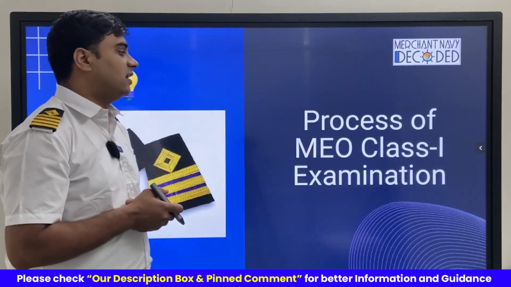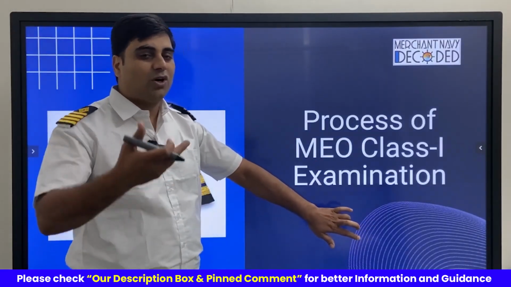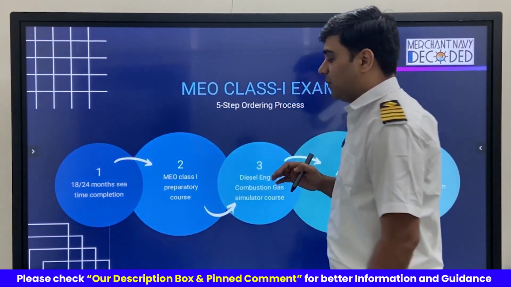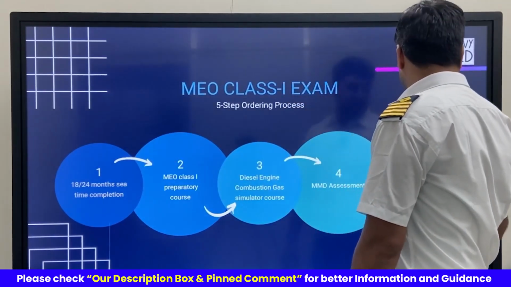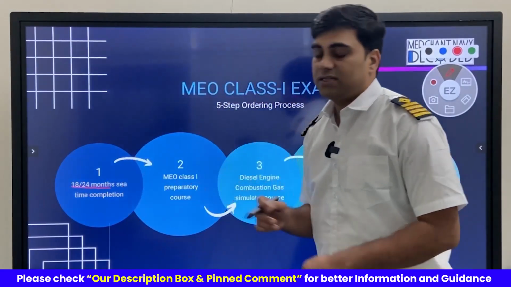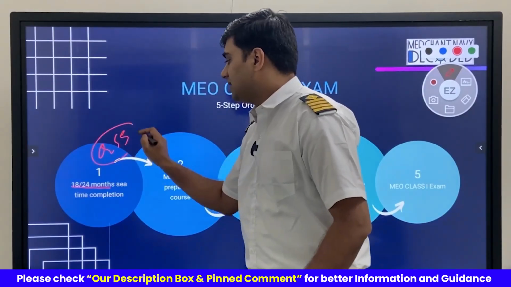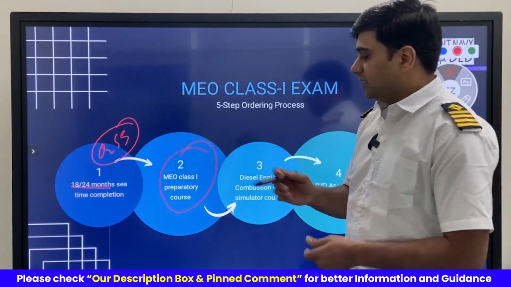Now let's discuss the process of MEO Class 1 examination, how we are going to proceed, what we have to do first, what we will have to do next, and all those things. Now first, as we already discussed, we should be able to check our eligibility for the 18 or 24 months of qualifying sea service, QSS, right? So if we are eligible, then we do the MEO Class 1 preparatory, right?